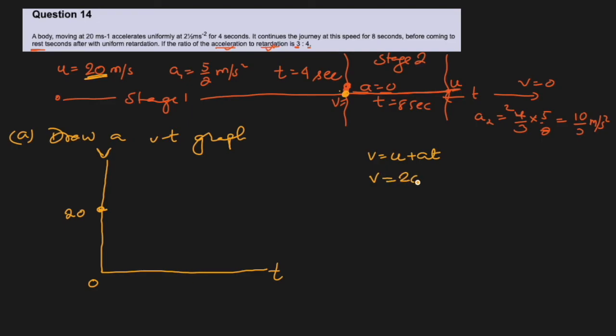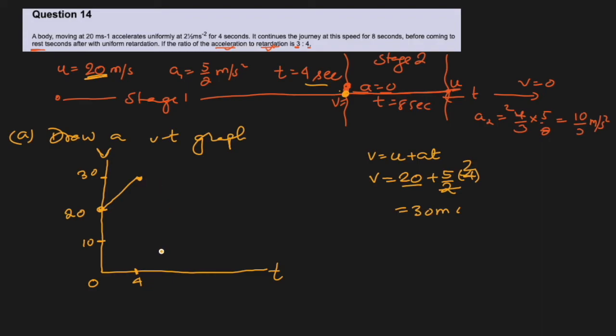V equal to 20 plus A, which is 5/2, and time is 4 seconds. They've given 4 seconds here. So 20 plus 10, 30 meters per second. So if this is 10, this will be 30. Time is 4 seconds. So let's say 4 seconds is here. So our graph will be at (4, 30). After 4 seconds, 30 meters per second is the speed, and this becomes the graph of the first stage.